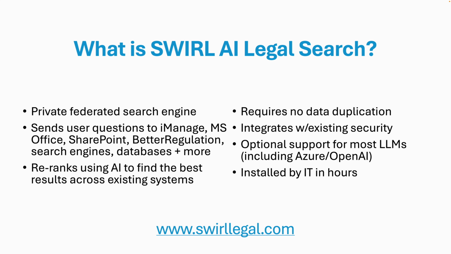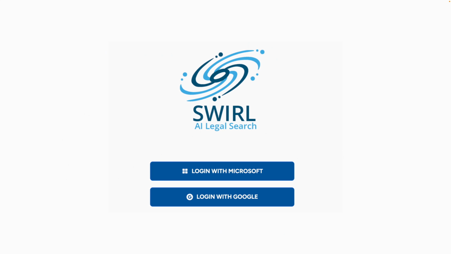SWIRL requires no curation, ingestion, or data duplication. It uses existing security to ensure that users see only what they're authorized to see, nothing more or less. And if you want to use an LLM, you can integrate SWIRL with any of them, including OpenAI models privately deployed in Azure, avoiding vendor lock-in and surprising per-token charges. Now let's take a look at it.